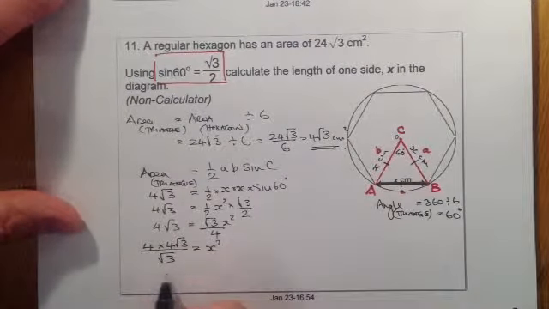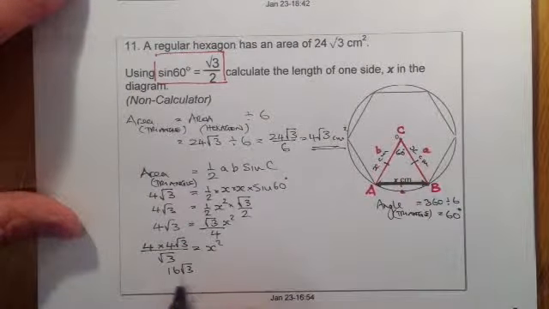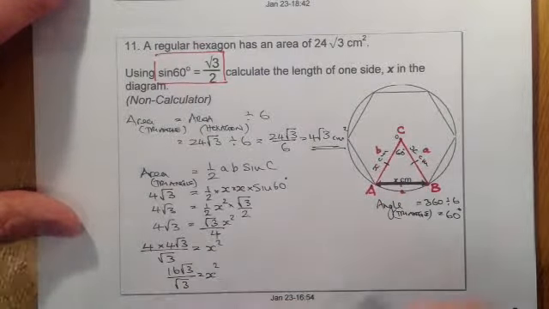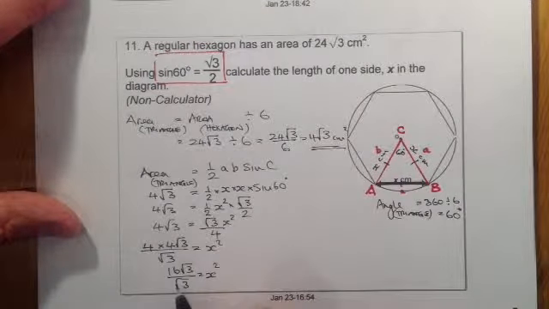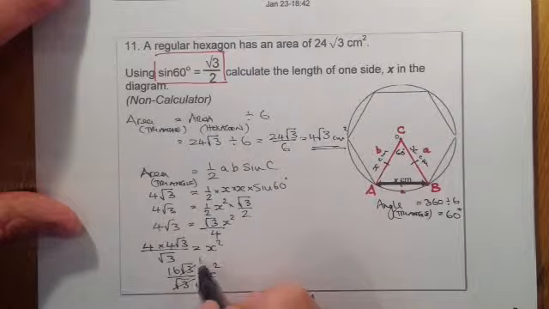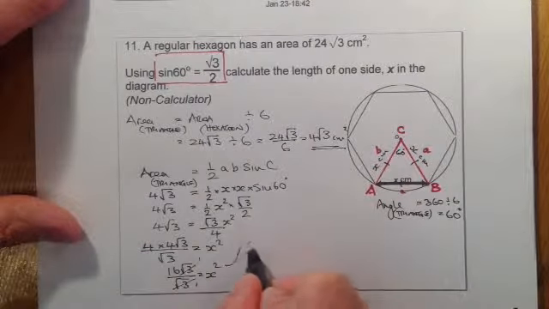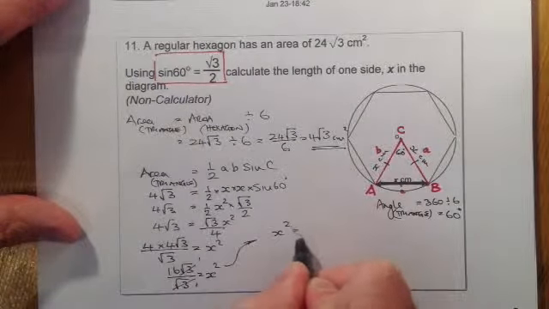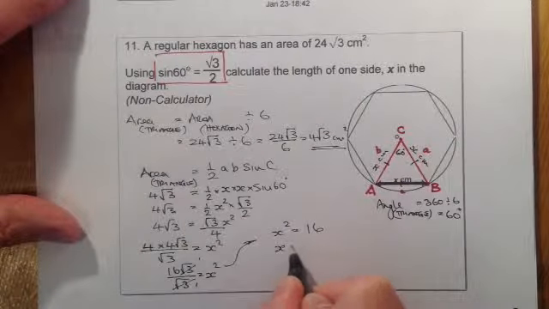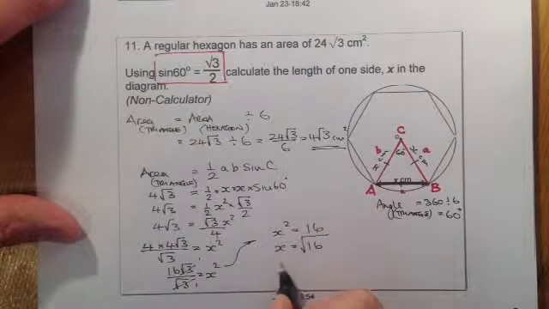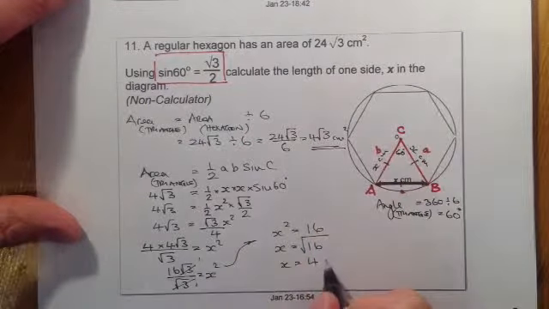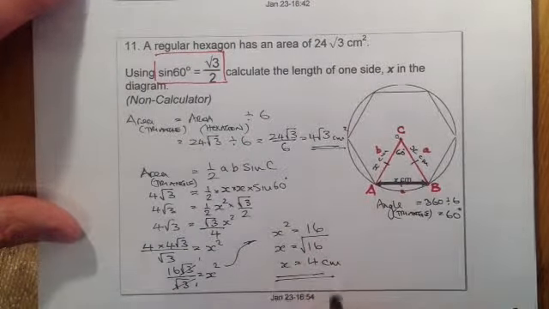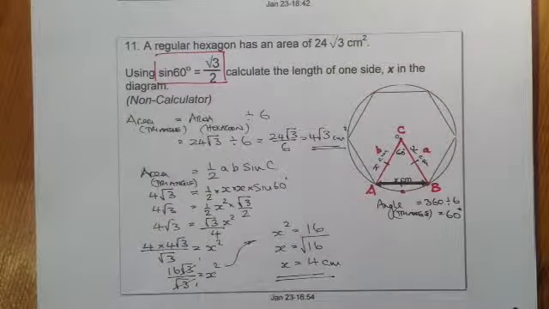Now multiplying this out will give me 16 root 3 all over root 3, which equals x squared. Being a non-calculator question, what we can do is divide the top and bottom by root 3, and that'll cancel these ones out here. So what I know from here is x squared is equal to 16. So the value of x, square root of 16, x equals 4, working in centimetres, 4 centimetres. And that would be that concluded.